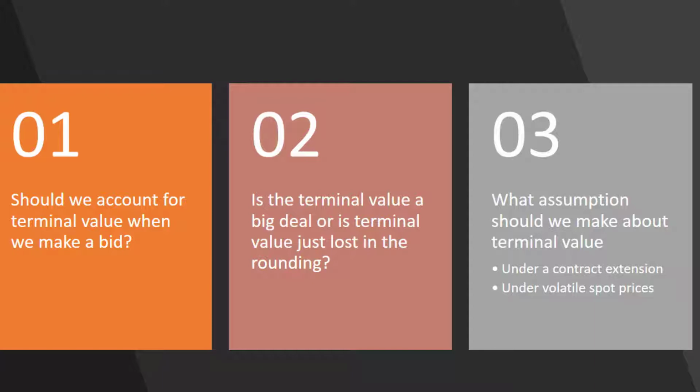The second issue is whether terminal value is actually really a big deal, or is it just some minor little thing that is so lost in the rounding that it hardly matters at all. And third is, what kind of assumption should we make about the terminal value? I'm sorry, I'm reading PowerPoint slides.